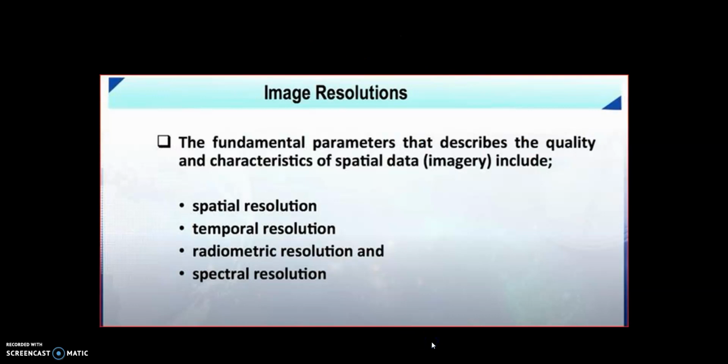Coming to image resolutions, the fundamental parameters that describe the quality and characteristics of spatial data include the temporal resolution, the spatial resolution, the radiometric resolution, and the spectral resolution. Today we'll learn about these four kinds of resolution. First, we'll talk about spatial resolution.